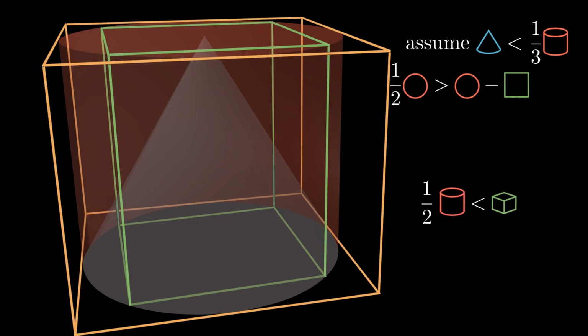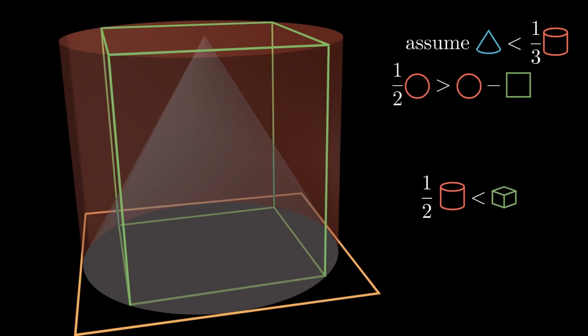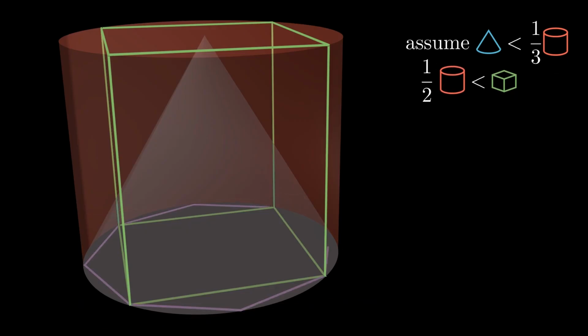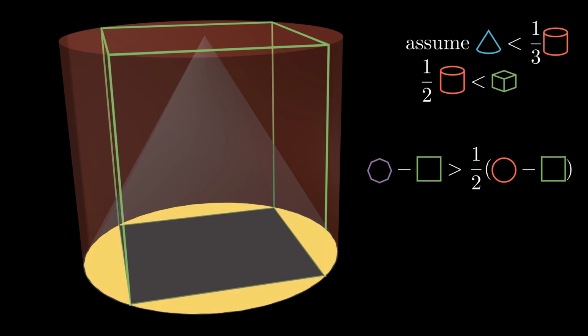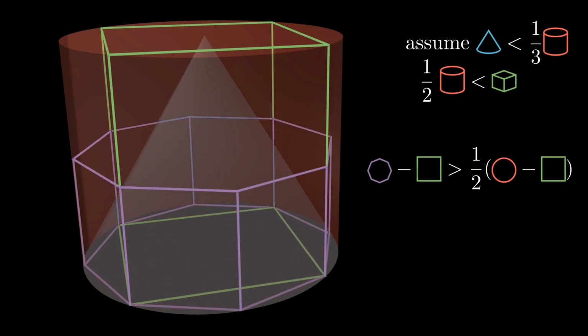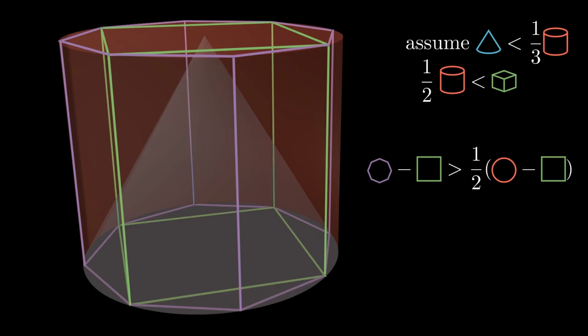Back to the base. Now construct an octagon. As we saw before, the difference between the octagon and the square, this region, is greater than half the difference between the circle and the square, this region. Take these triangles and make prisms just like we did with the square.